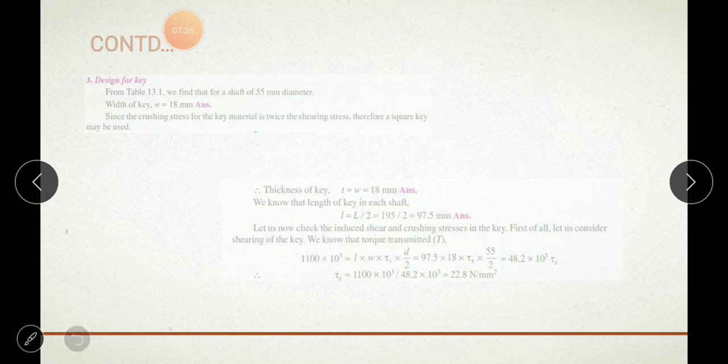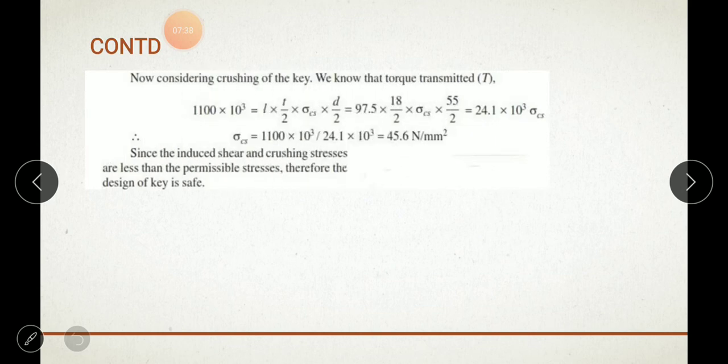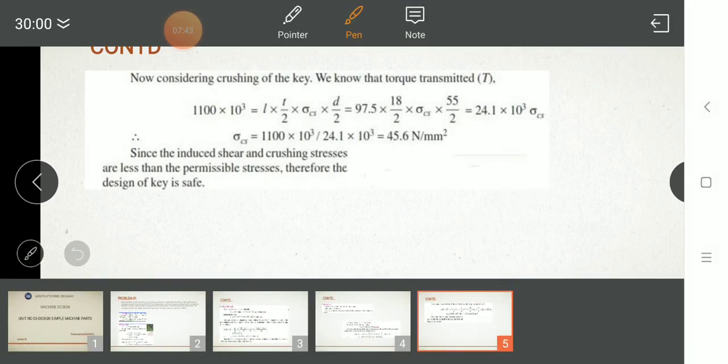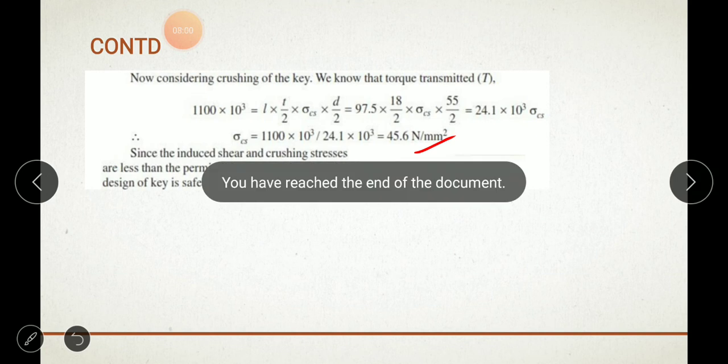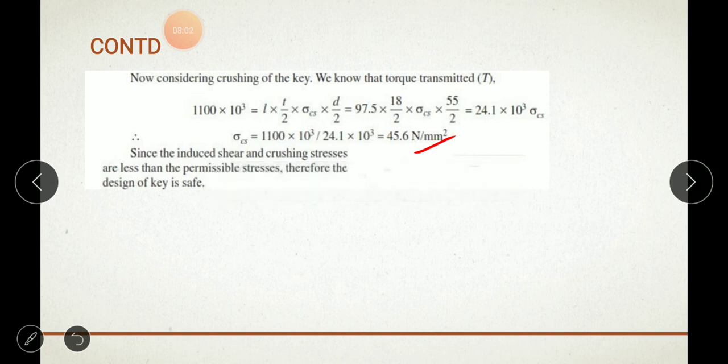Now similarly we have to calculate the crushing stress, that is sigma c. This is the formula, just substitute the values and you will get the value of crushing stress as 45.6 Newton per mm square. Remember that whatever formulas we are using here are already available in the data handbook and there is no need to remember them. This is how you can design it.